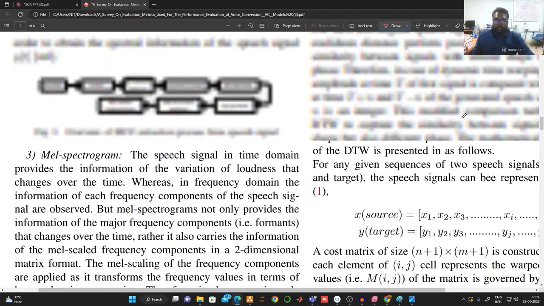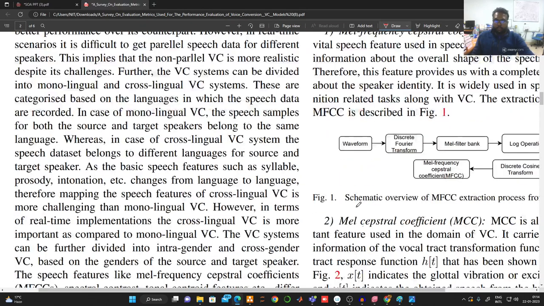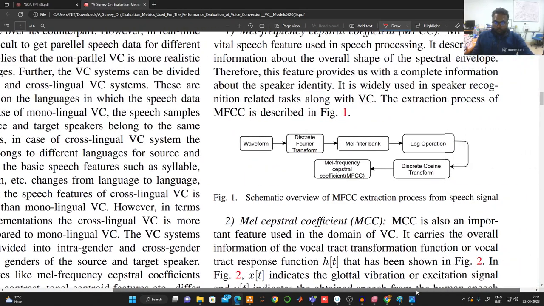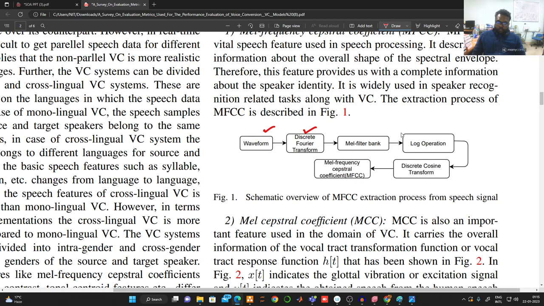Today I'll specifically talk about how we get the MFCCs, mel frequency cepstral coefficients. What is cepstral? I have already explained in my previous lecture. The basic difference is that after the Fourier transformation, here we apply mel filter banks. Then we do some logarithmic transformation, and then discrete cosine transformation or inverse Fourier transformation, and then we get the MFCC.